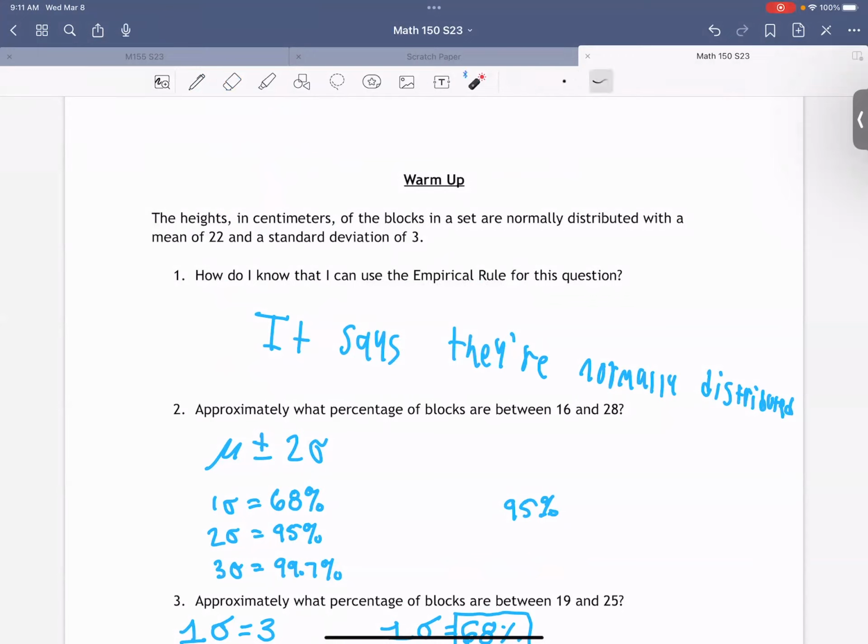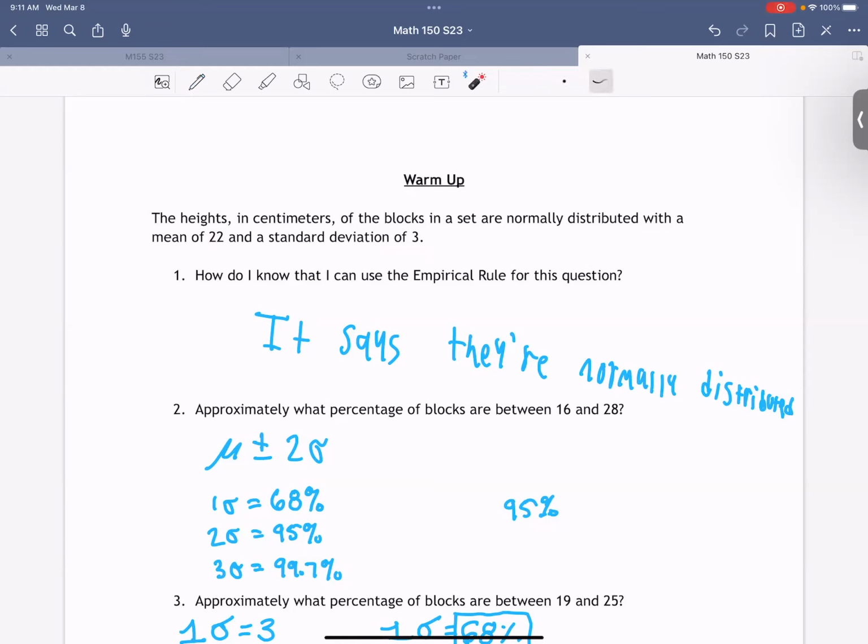Okay, we're talking about this thing called the empirical rule. You might know it as the 68, 95, 99.7 rule. And here we have heights with a mean of 22 and a standard deviation of 3. Now, before we even do a question, we have to consider, can we actually use the empirical rule or can we not use it?